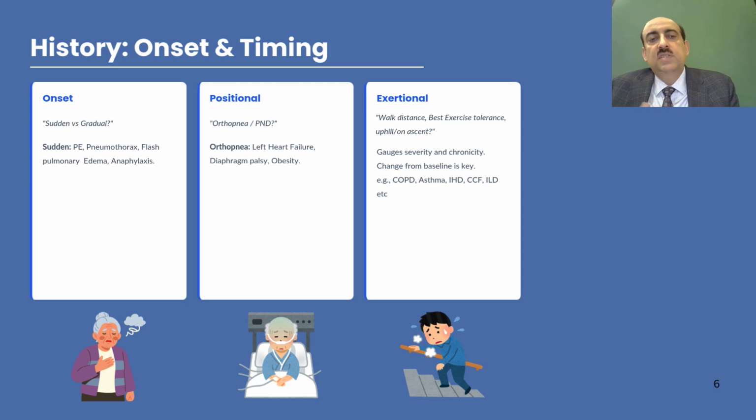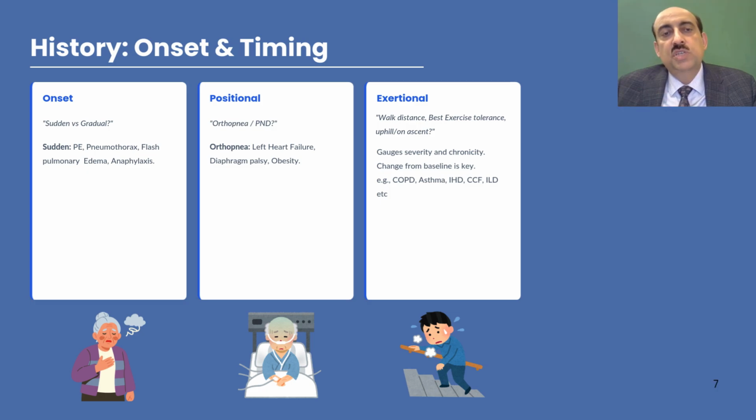In terms of the onset and timing of shortness of breath, the rapidity of onset would indicate an acute vascular process like a pulmonary embolism, or a sudden change to the anatomical structure of the lung or surrounding pleura like a pneumothorax, including tension pneumothorax, extravasation of fluid into the alveolar space like flash pulmonary edema, and anaphylaxis.